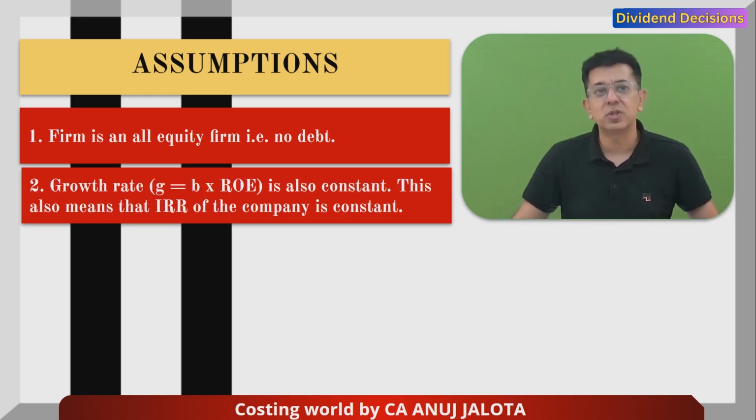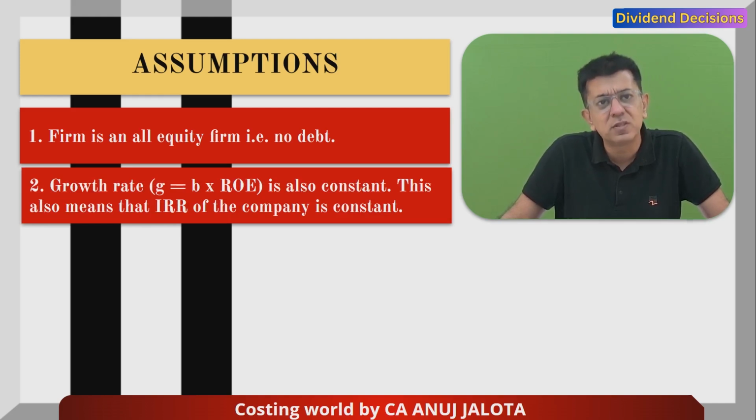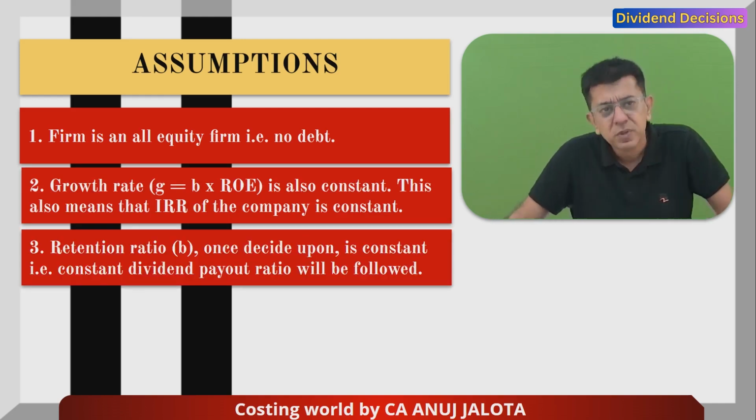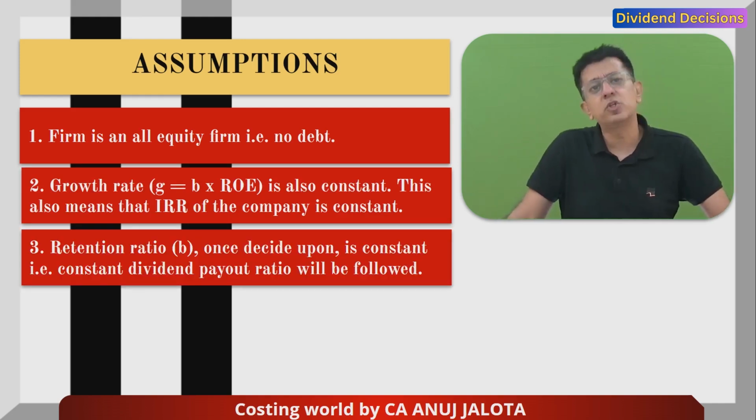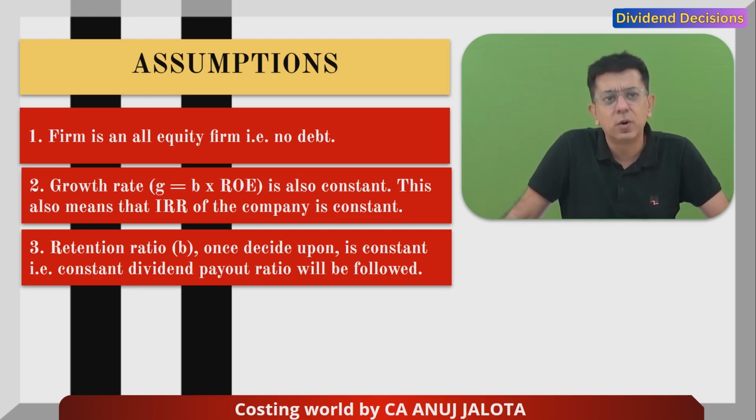Second assumption that he made, growth rate is constant. As I told, growth rate will be constant when the company is earning the same rate of return on its investments. That is, IRR of the company is constant. Third one, retention ratio once decided is constant. That is, constant dividend payout ratio will be there. So B is nothing but the retention ratio.